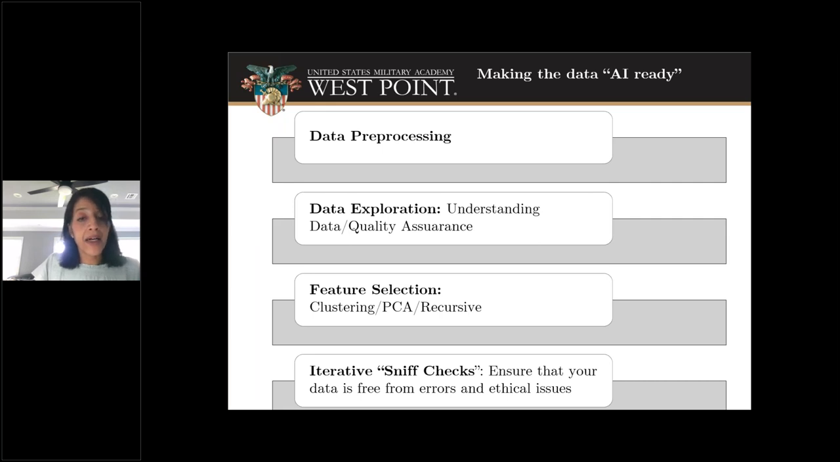And then the thing about this type of modeling is you've got to go back and check all your work and say, does this actually make sense? Because the models themselves are what we call black boxes. So we don't know ahead of time that it's doing what it's supposed to be doing. So there's got to be a lot of iterative sniff checks involved in making this data AI ready.